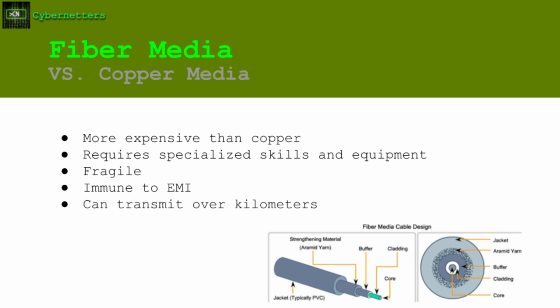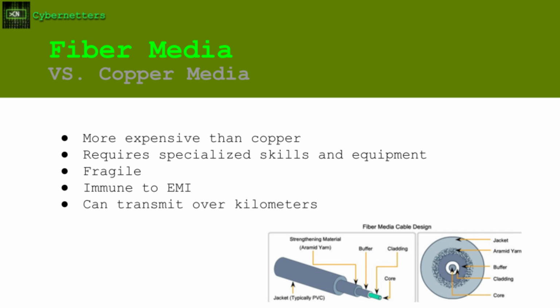Fiber is immune to EMI because it uses light signals instead of electrical signals. Copper is more susceptible to EMI, which can cause data loss in noisy environments. Fiber can transmit over kilometers without signal degradation. Copper has a shorter range before signal loss occurs.